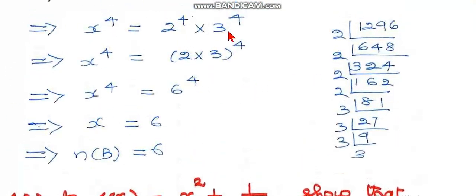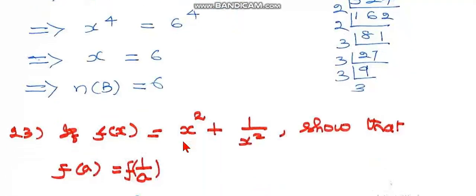Now this is 2 to the power of 4 into 3 to the power of 4. That can be written as 2 into 3 whole to the power of 4. That is x to the power of 4 equal to 6 to the power of 4. Powers are equal, so bases must be equal, x equal to 6. In other words, number of elements in B is 6.